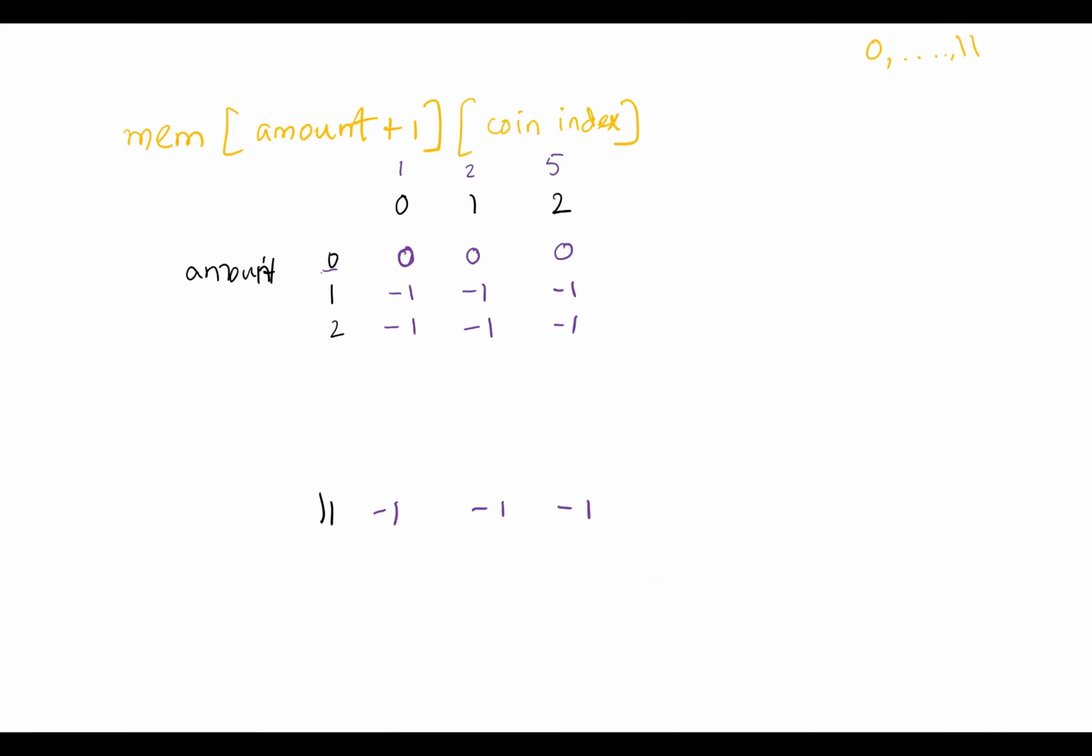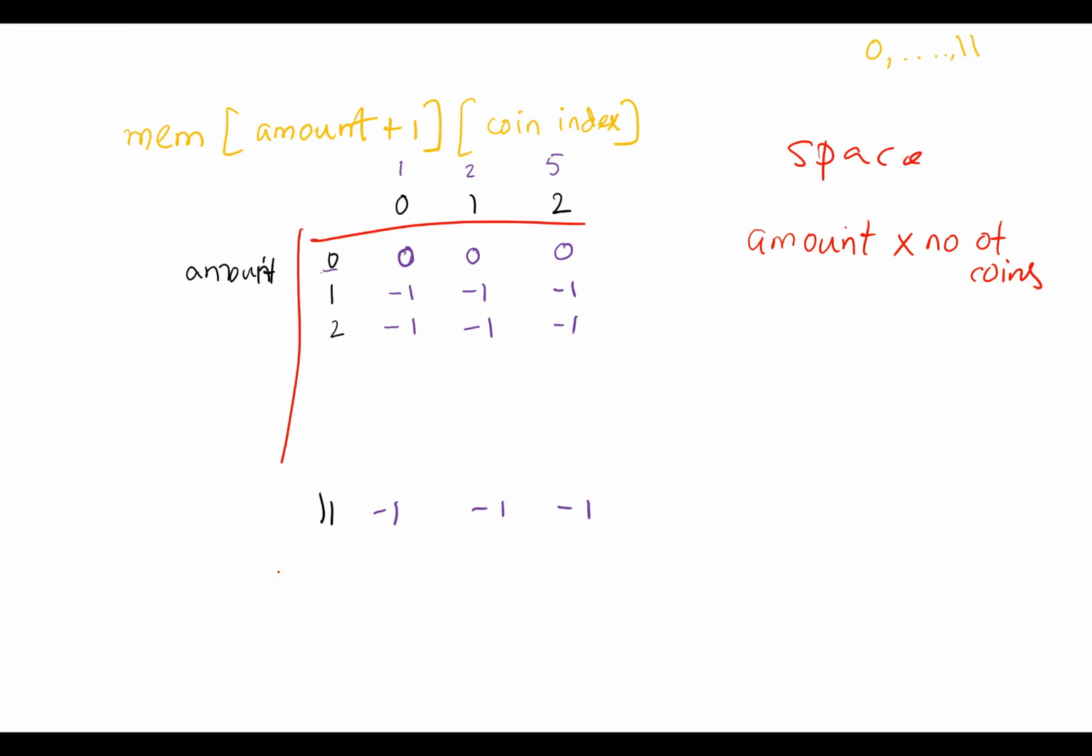Okay, so what's the time complexity of this algorithm? As you can see, if this is the amount, then we have amount times number of coins. That's the space complexity, right? So that's the space complexity. That's clear. And what is the time complexity?